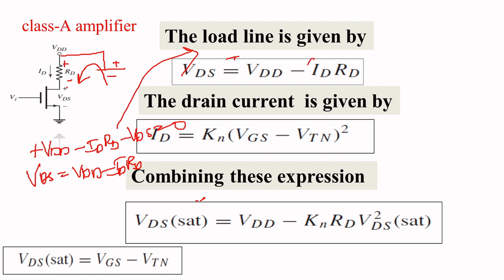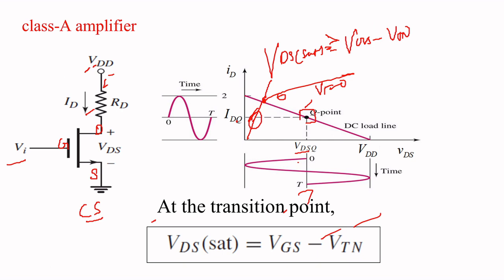ID we can obtain from the drain current equation, ID equal to Kn (VGS minus VTN) whole square. When you combine this equation, as I already said, this is a point, you can see this is the minimum swing. When you are finding for non-linear distortion, non-linear amplification, you will have a swing.